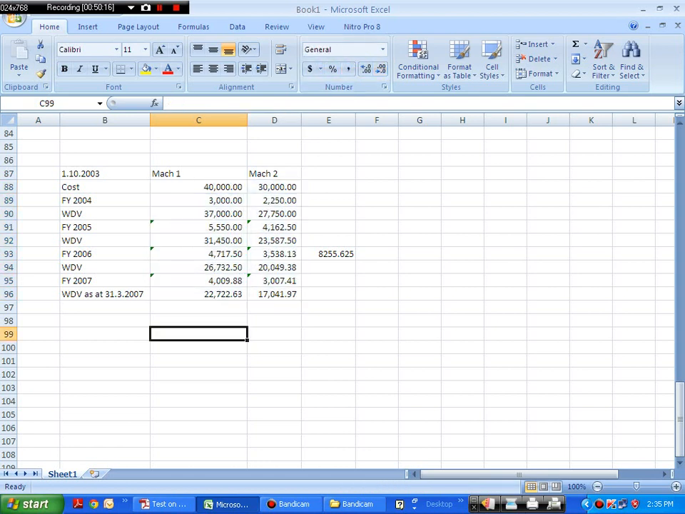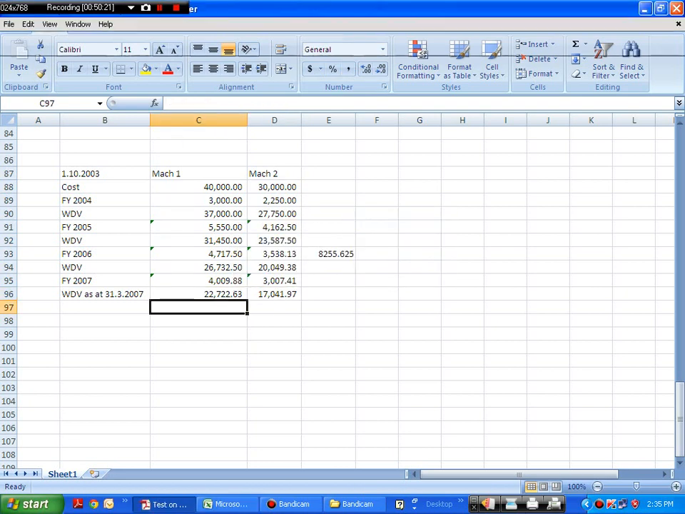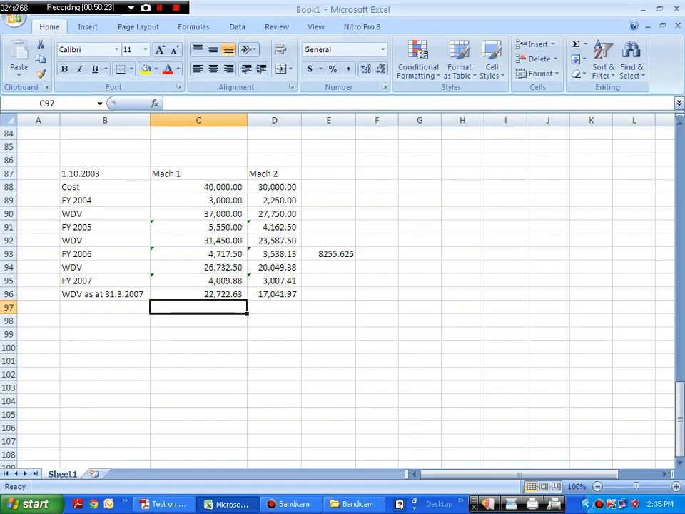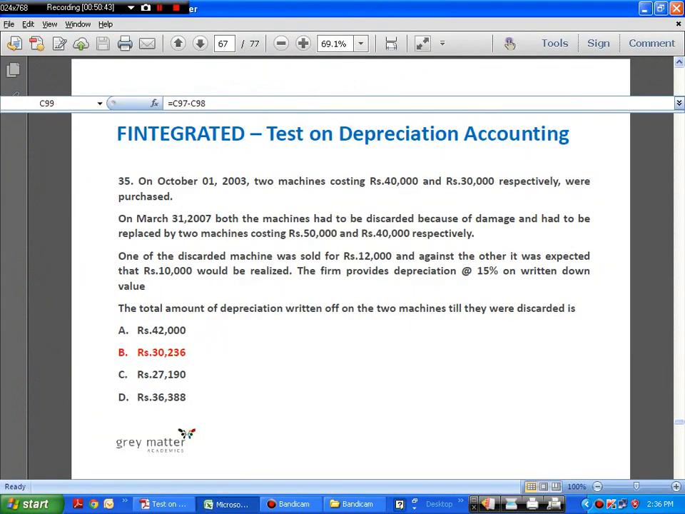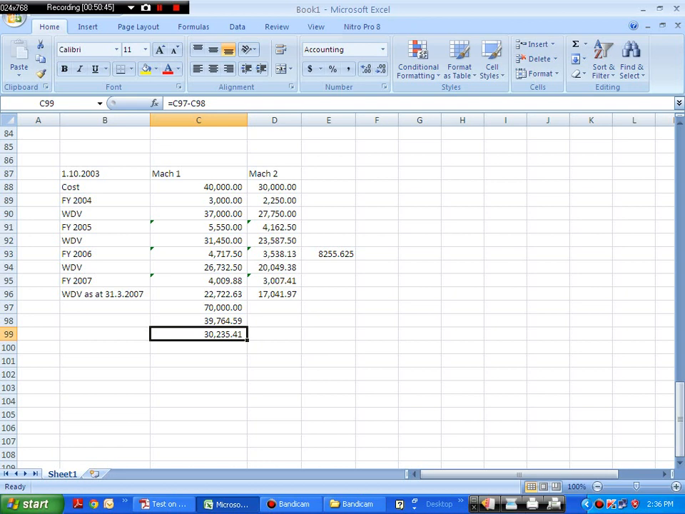Okay, so the WDV is so much, and we are required to find out by how much the assets have been totally depreciated. So the WDV of both the assets now is 39,764. When they were purchased, the cost was 70,000. So this is the difference. This difference is what has been written off. 30,236. This is what has been written off till 31/3/2007.